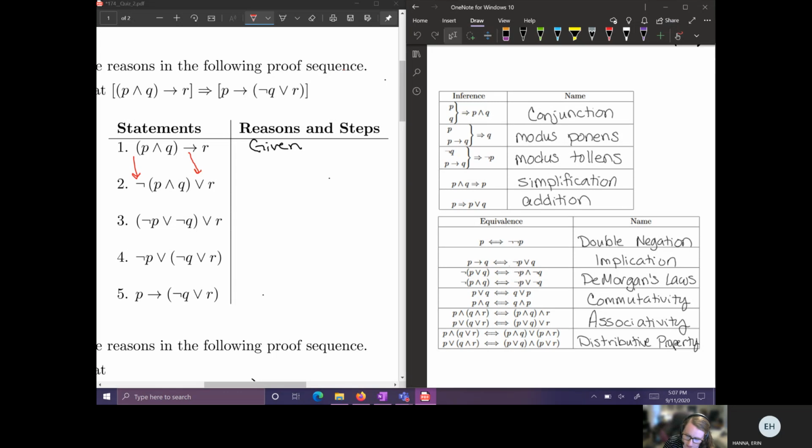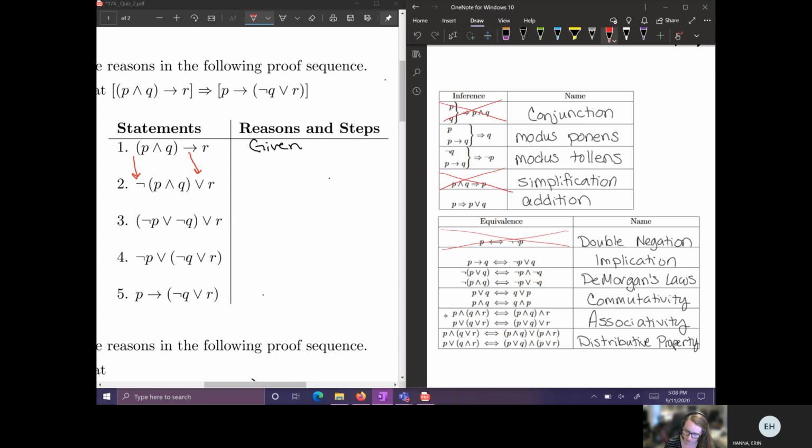So let's go over to our rules and ask which of these have or statements or implications. Conjunction doesn't, so that one definitely doesn't work. Modus ponens has an implication, and so does modus tollens. They don't have or statements, but let's keep them around for a second. Simplification does not have an implication or an or. Addition has an or but not an implication, but let's keep it in the running for now, just in case. Double negation doesn't have anything that we need. Implication has both, so that looks like a really decent one.